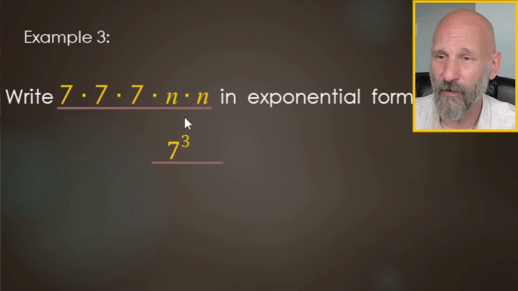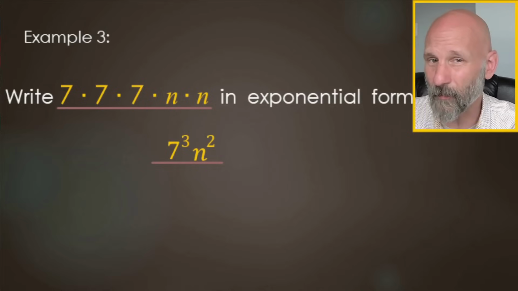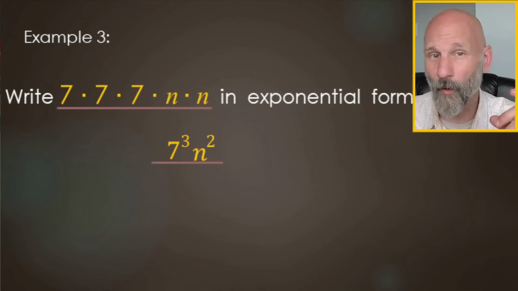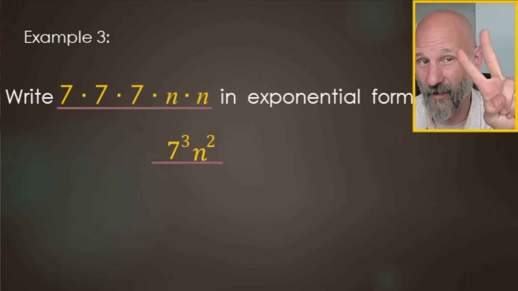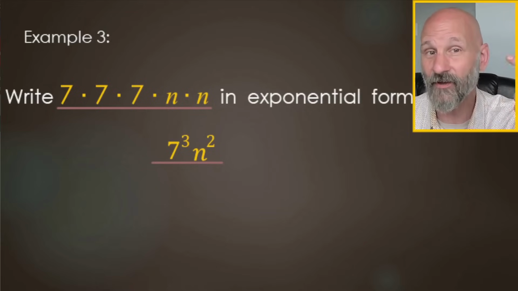Now, how many n's do we have being multiplied? Well, there's 2 n's being multiplied, 1, 2. So we're going to have 2 n's being multiplied there. So the way we would say this is 7 to the third power, n to the second power, or 7 to the third power and n to the second power. They have special names, cubed and squared. So 7 cubed, n squared.